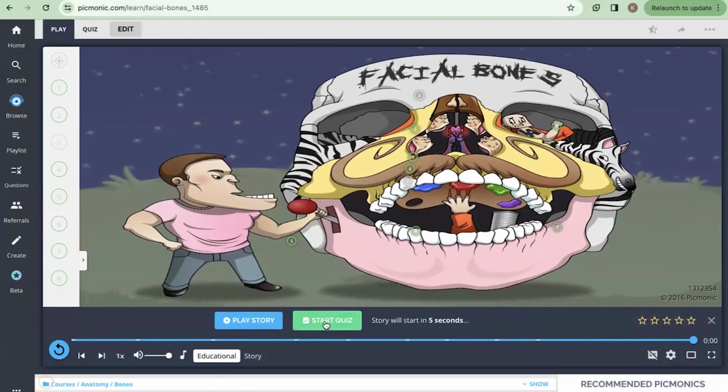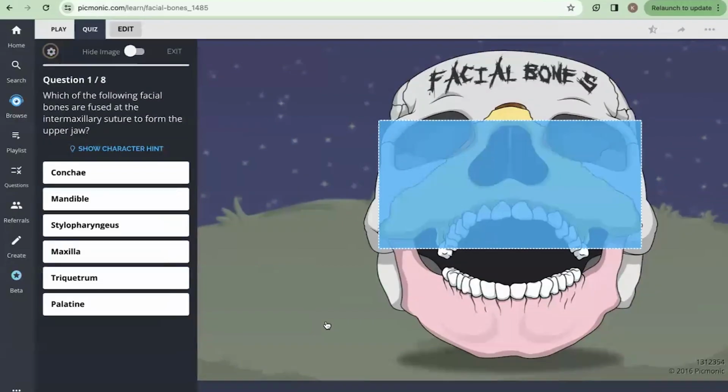All right, let's start the quiz. First question, which of the following facial bones are fused at the intermaxillary suture to form the upper jaw? I'll give everybody some time to read through the answer choices, and then we'll answer together.